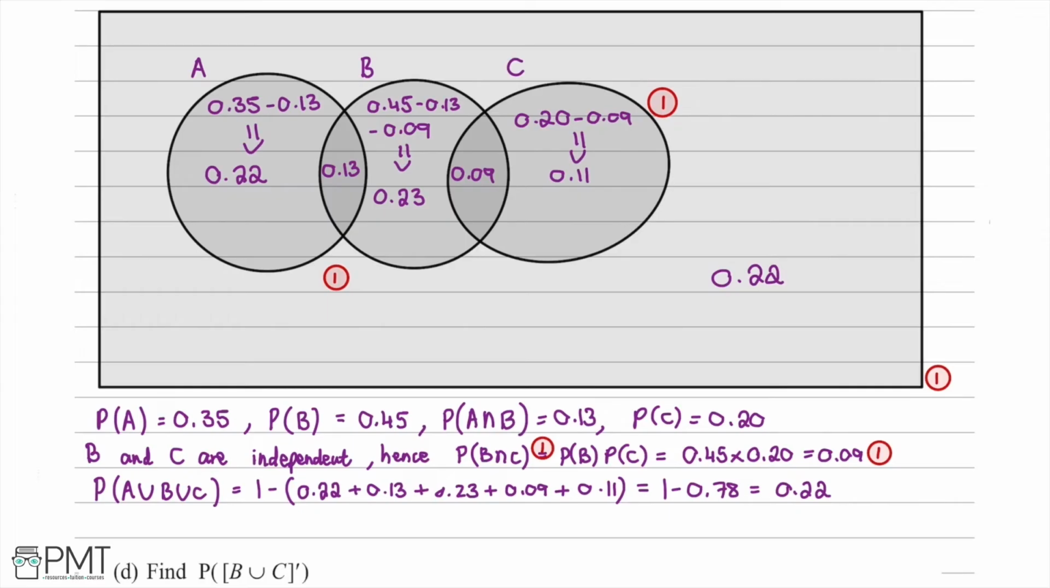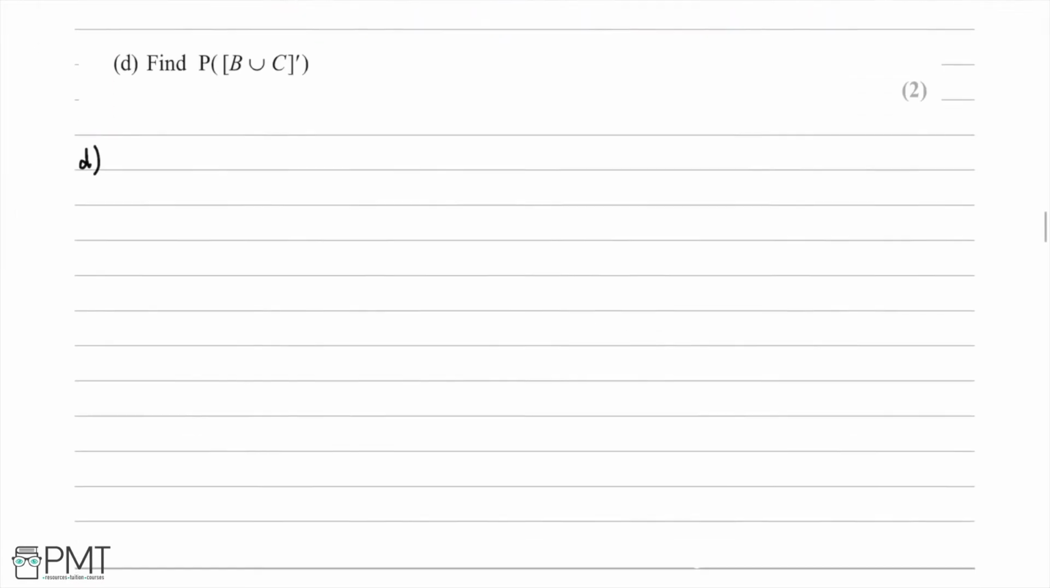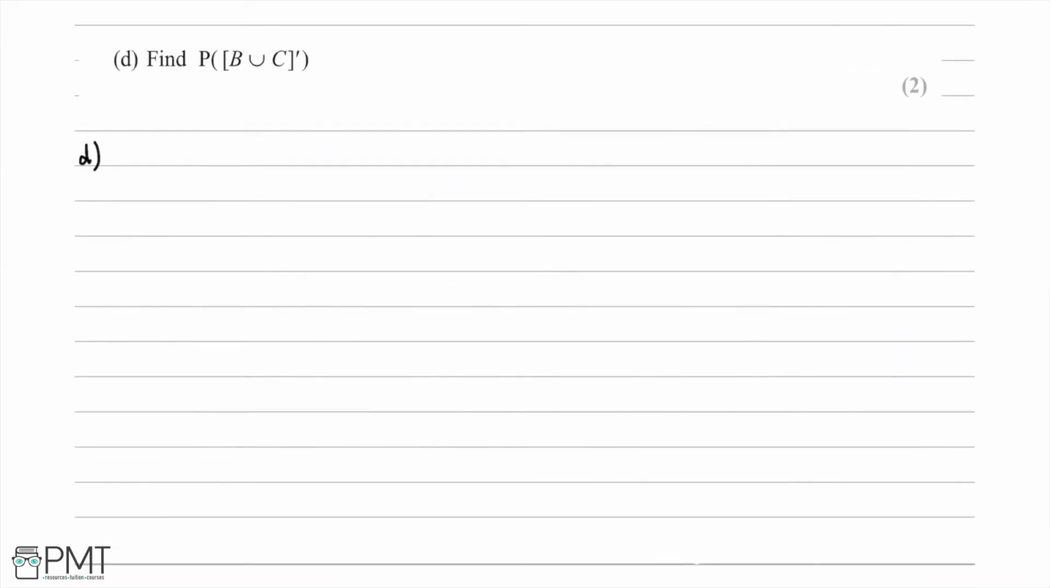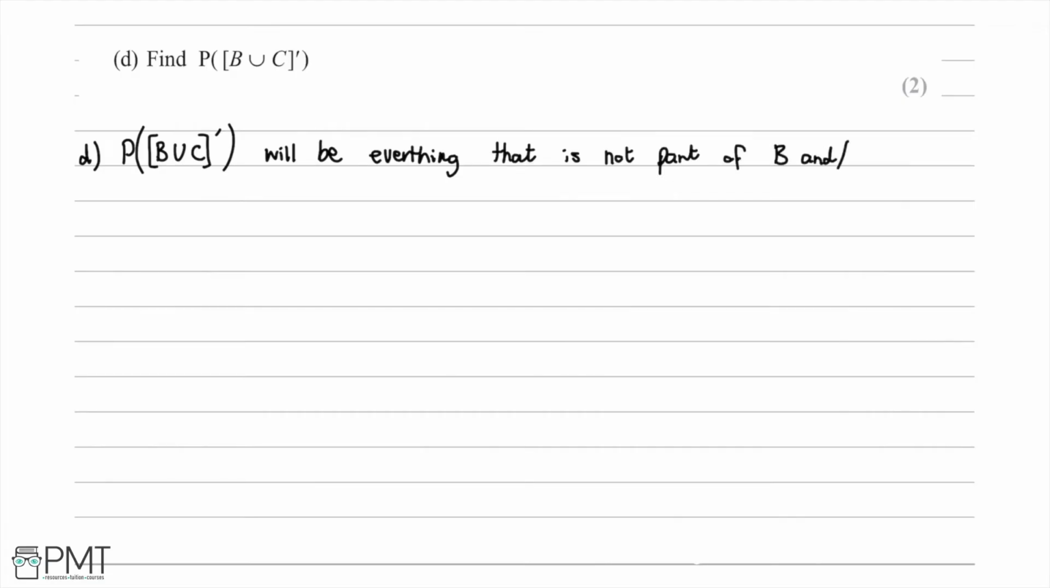So we know that the complement of this is going to be everything else outwith what is in B and C. So we can see in our diagram here that everything outwith this is going to be 0.22 and 0.22. So writing this down, we have that the probability of the union of B and C complement will be everything that is not part of B and/or C.